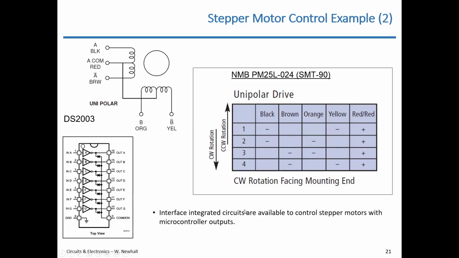And there are interface circuits available to control stepper motors with microcontroller outputs. Typically, you can use a chip like this that has logic level inputs, and the outputs here are open collector outputs to ground. So you could ground the wires that you need, based on the microcontroller ports that are applied to the inputs here. Okay, so you can use transistor arrays, you can use H-bridge ICs to control the stepper motor coils, and specific motor drivers are available that can be used for this.